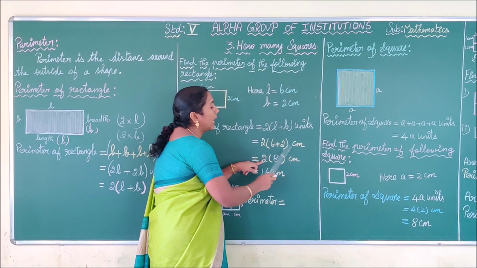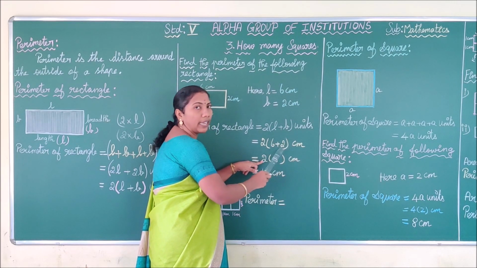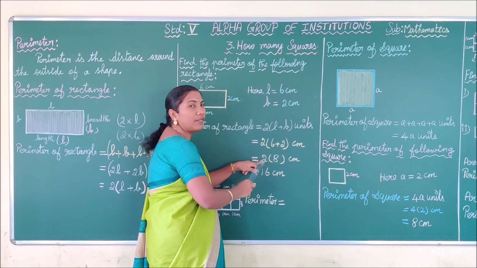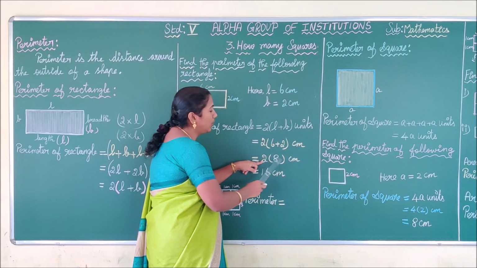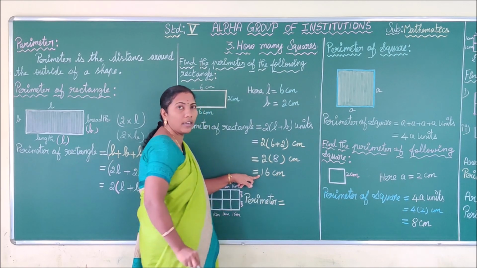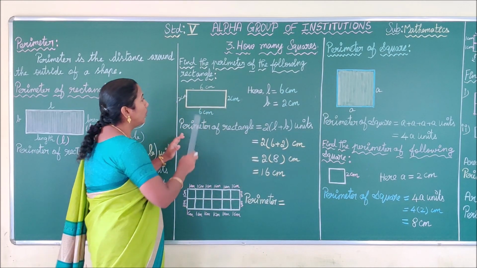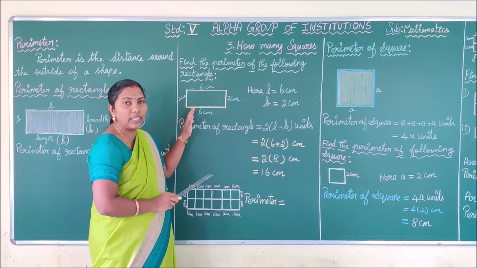You first calculate the numbers within the bracket and then multiply this number by 2. So 6 plus 2 is 8, and 2 into 8 is 16 centimeter. Is it clear, children? Okay. Now we are going to calculate the perimeter of the rectangle directly.